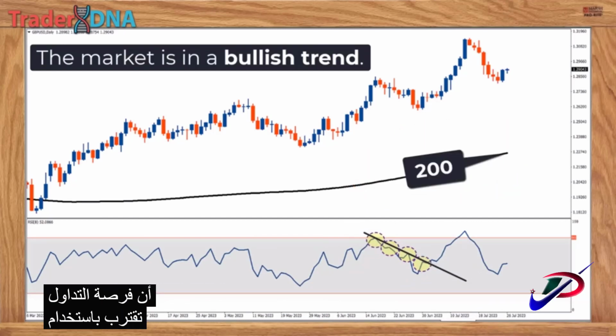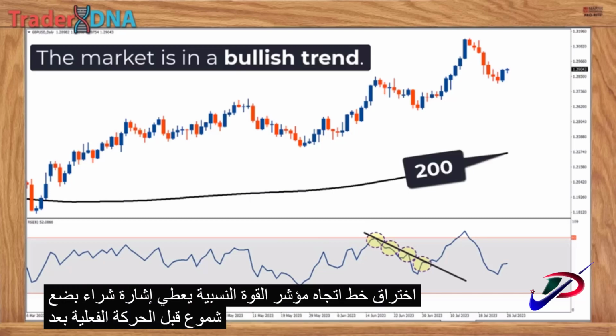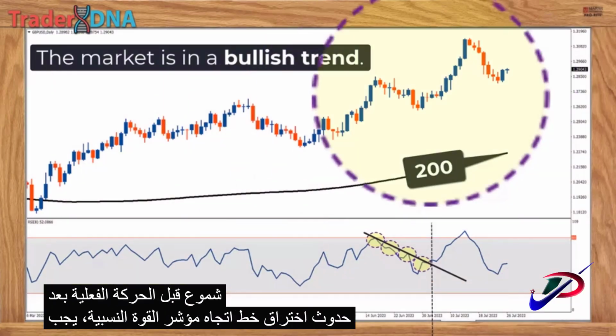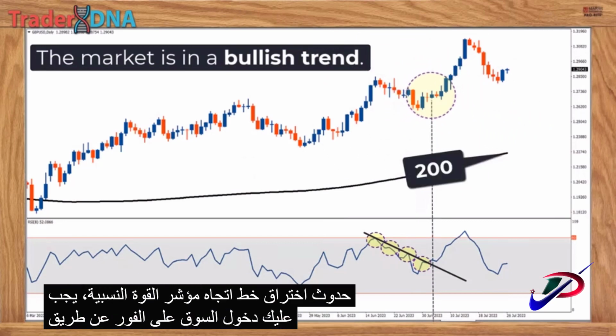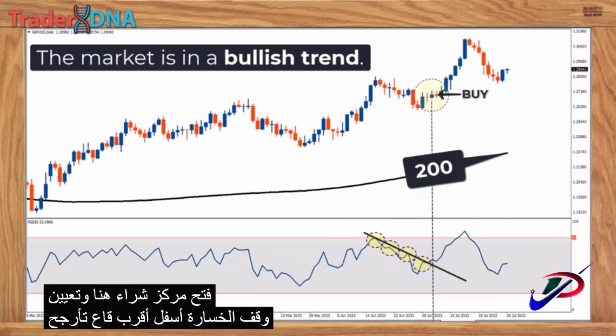Using the RSI trendline breakout gives a buy signal a few candles before the actual movement. After the RSI trendline breakout occurs, you should enter the market immediately by opening a buy position here and setting the stop loss below the nearest swing low.